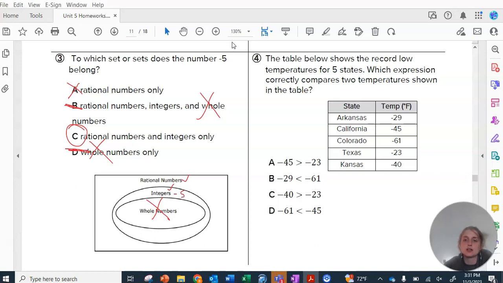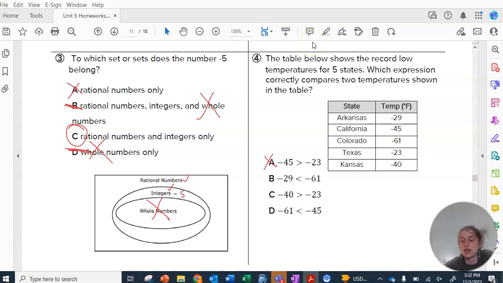Which expression correctly compares 2 temperatures? So it's not necessarily saying put them all in order. We're just looking for a true statement. Is negative 45 bigger than negative 23? No. I know that positive 45 is bigger than positive 23, but when we're dealing with negatives, the bigger it looks, the smaller it actually is because it's further to the left on the number line. So this one is not true.